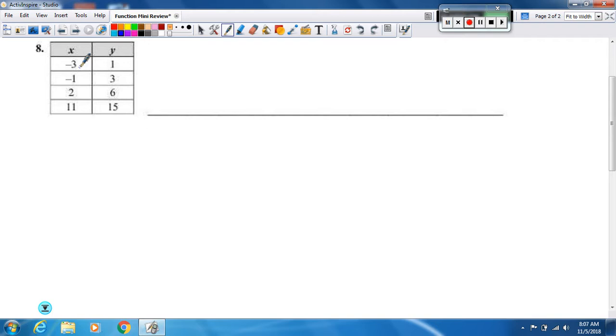Okay, right here, again, we're just worried about the domain or the x values, -3, -1, 2, and 11. This is a function because the x's are different.